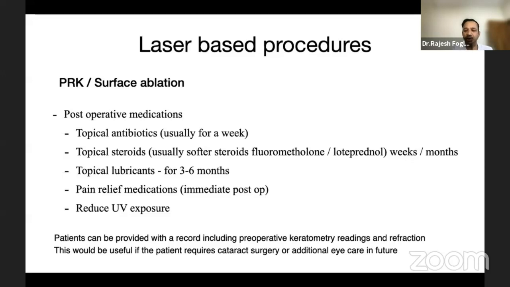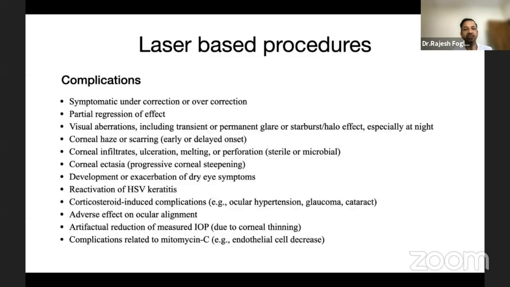Most patients undergoing a laser-based procedure should be provided with a record indicating the pre-op keratometry reading and the refraction, and this would be helpful in the future whenever the patient requires a cataract surgery and the calculation of the intraocular lens. Complications which can occur: you can get overcorrection, undercorrection. Sometimes over a period of time, you can have regression of effect. There can be some glare or starburst halo, especially while driving at night.